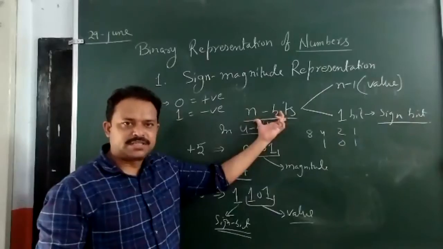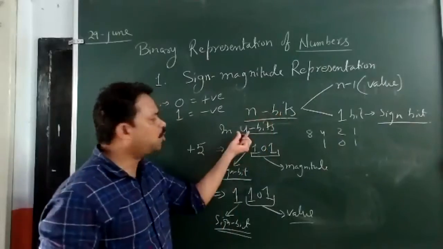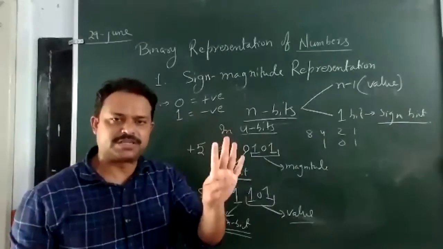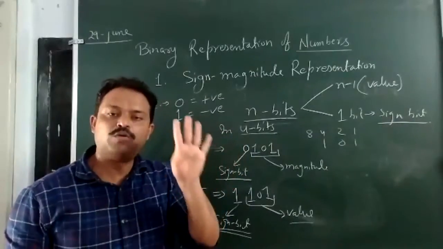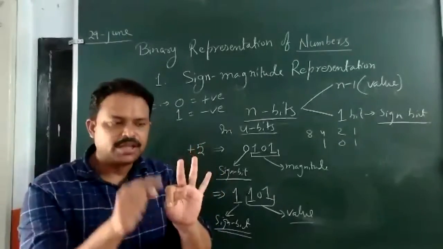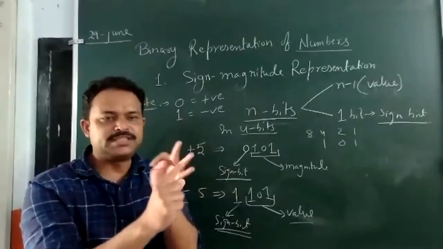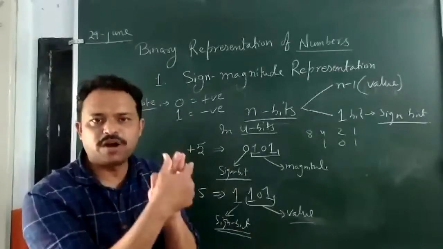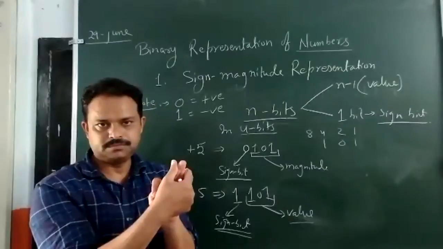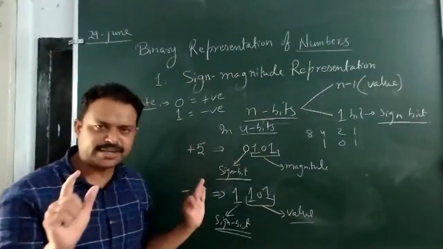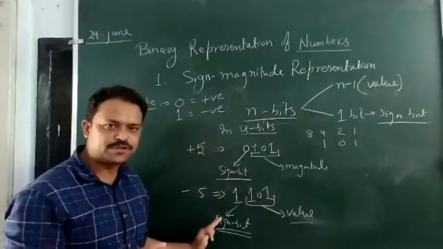If you are using n bits, here my n is 4 bits. I am going to represent any number in 4 bits. So out of 4 bits, 1 is reserved for the sign bit, and 3 bits are for magnitude, for value. First of all, you note this down. I understand where the confusion is.